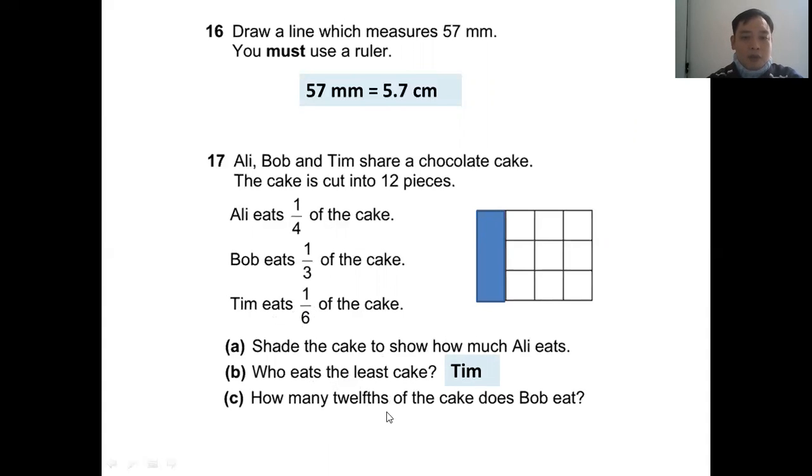C. How many pieces of the cake does Bob eat? So Bob eats 1/3. Now, if the cake is divided into 12 pieces, then Bob will eat, so 3 changes to 12 by multiplying by 4. So 1, you also have to multiply by 4 to get 4/12. So Bob will eat 4 pieces out of 12 pieces.